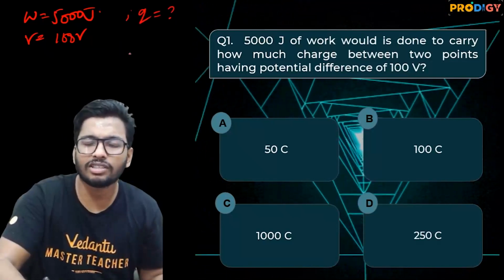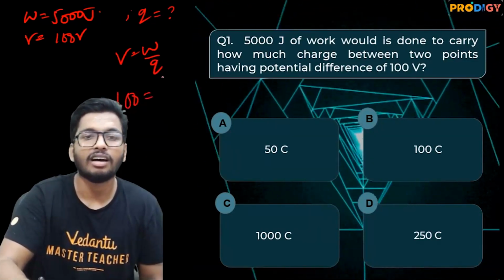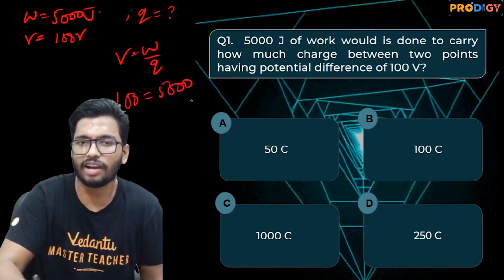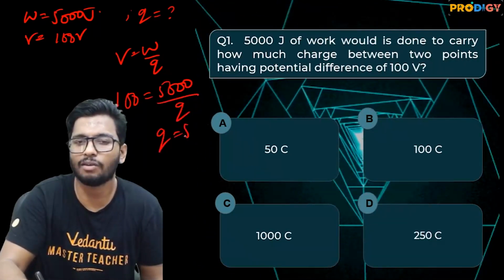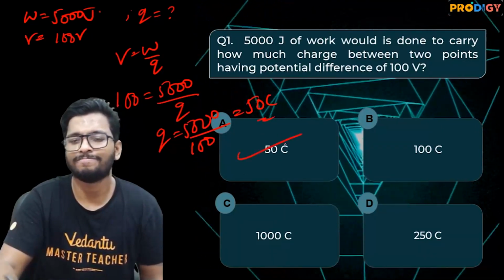So yes, people, what is the formula? V is equal to W by Q. V is given as 100. Work done is 5,000, divided by Q. So Q is equal to 5,000 divided by 100, which is nothing but 50 coulomb.